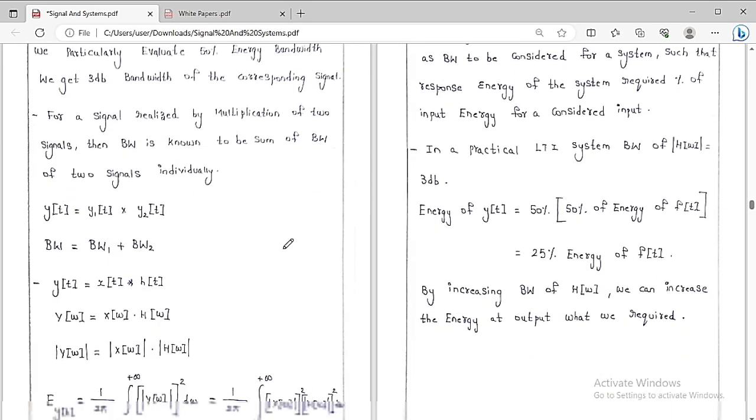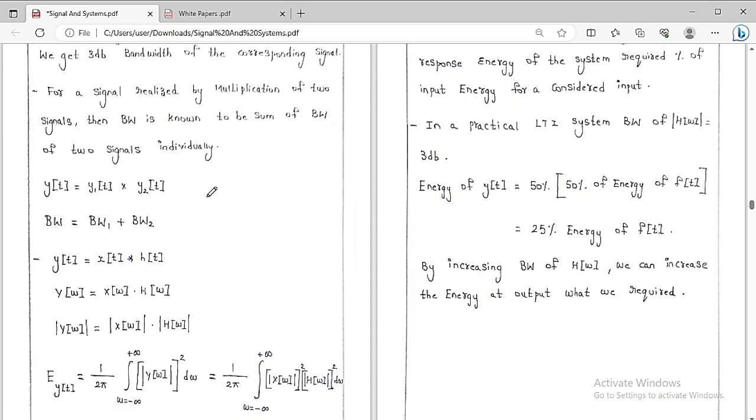Now, the next point is, for a signal realized by multiplication of two signals, the bandwidth is known to be the sum of the bandwidths of the two signals individually. What is the meaning of this? Suppose one signal is the multiplication of two other signals, then the signal bandwidth is the summation of the two individual signal bandwidths. So, listen carefully.